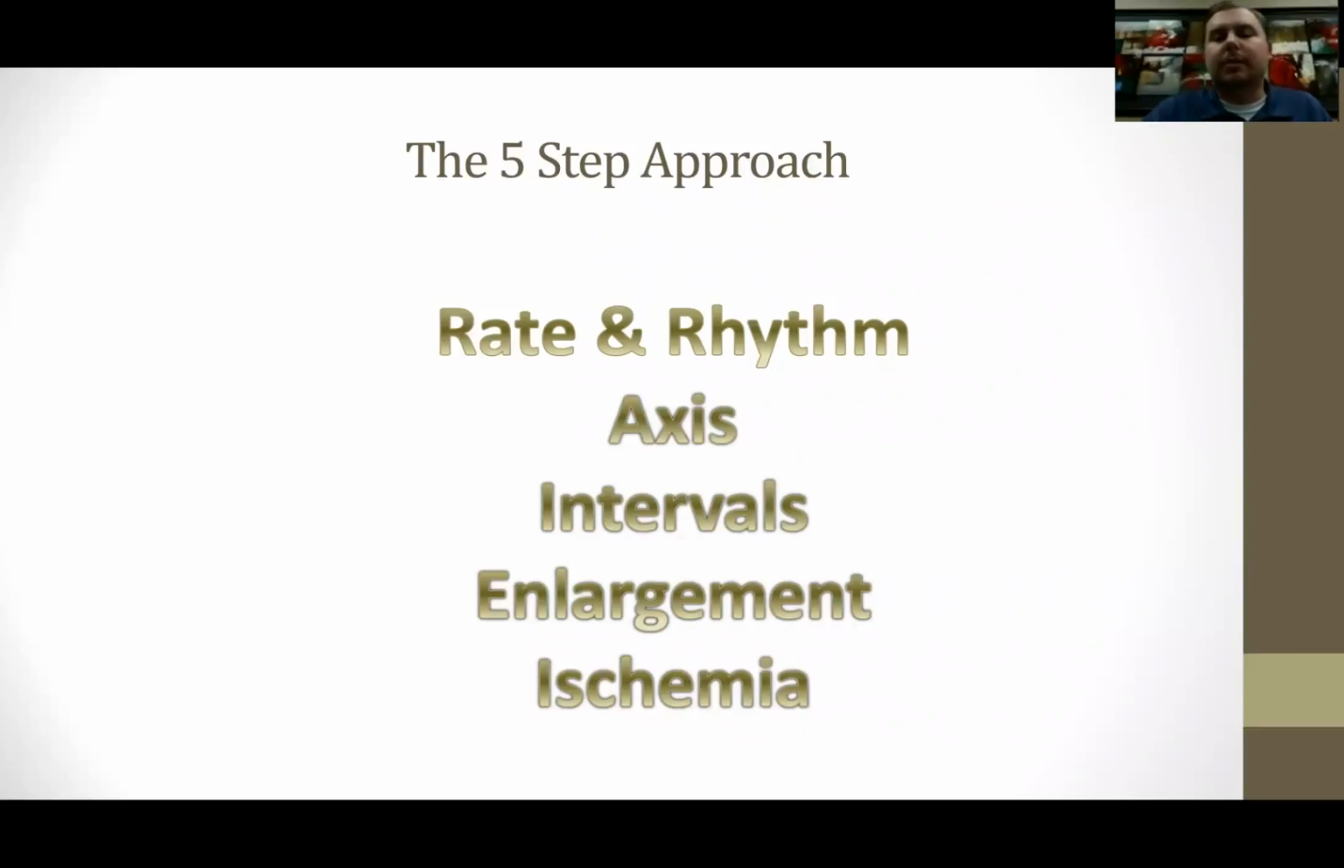So we're going to start with rate and rhythm. We'll determine the QRS axis. We'll assess all the intervals. We'll look for any sort of enlargement, and then finally we'll determine if there's ischemia present.